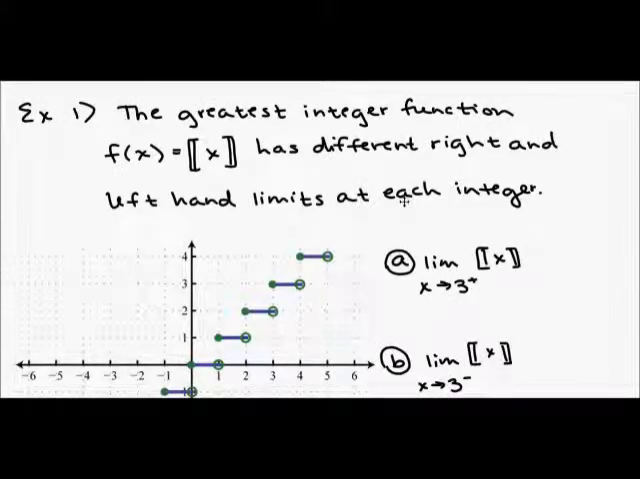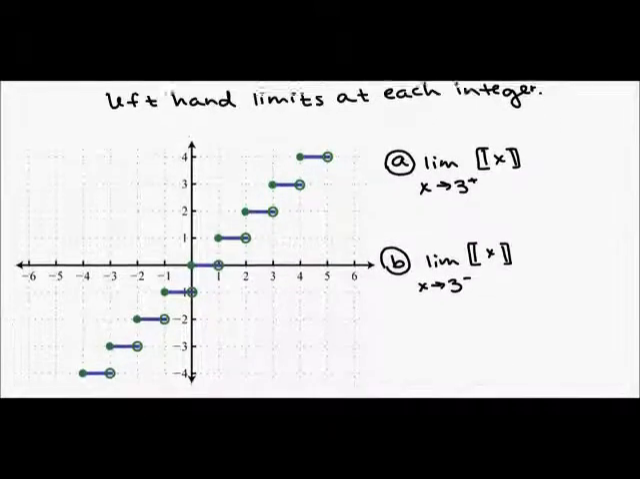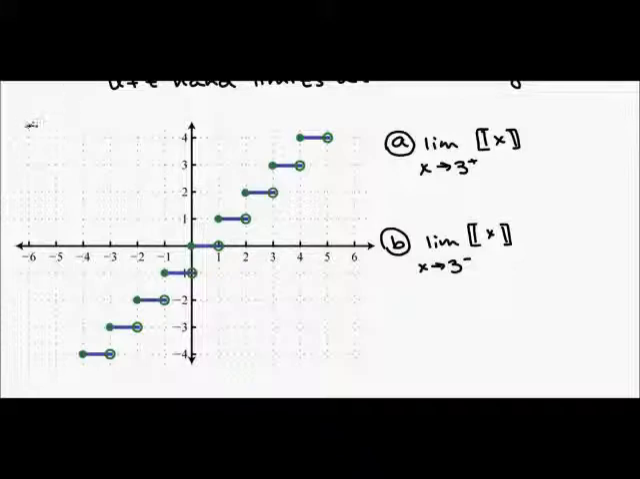Okay, example 1. The greatest integer function f of x equals the greatest integer of x has different right and left-hand limits at each integer. And this is a graph of that function. So this is f of x is the greatest integer of x. Okay. So we want to find the limit of this function as x approaches 3 from the right.